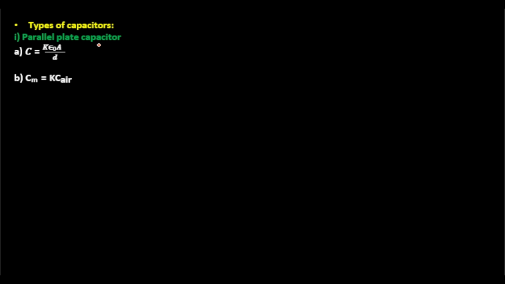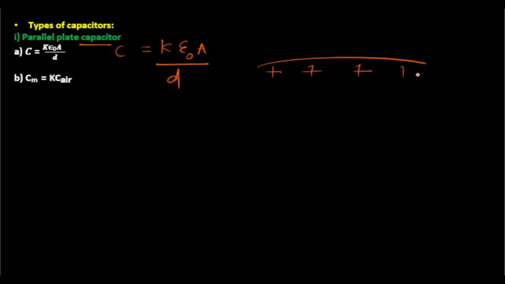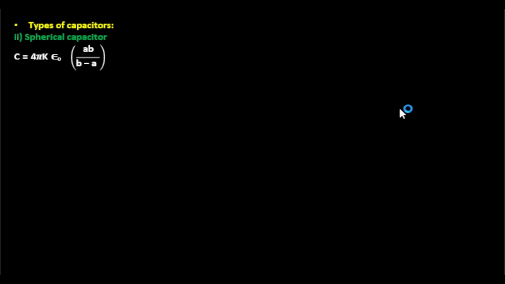Now, types of capacitor. First of all, parallel plate capacitor. C is equal to K epsilon naught A divided by d. So here the diagram will be something like this, plus plus plus and here it is minus minus minus. This is a parallel plate capacitor.